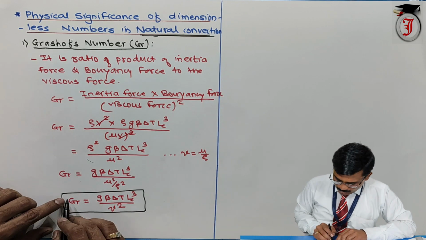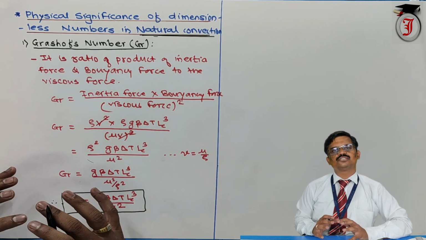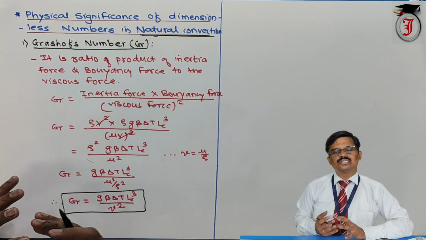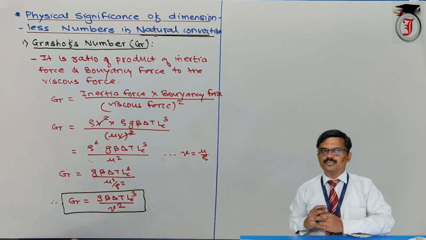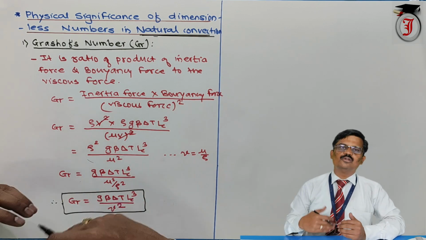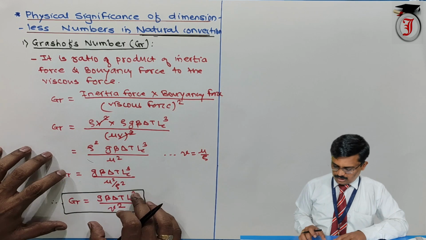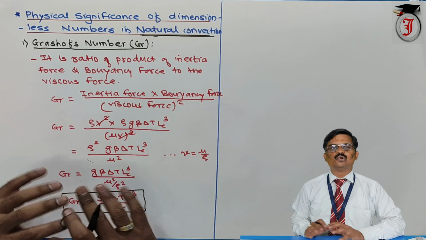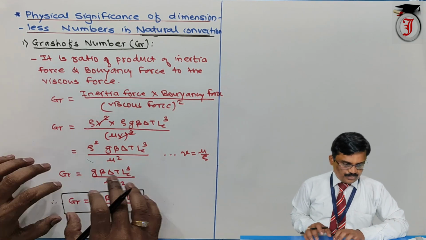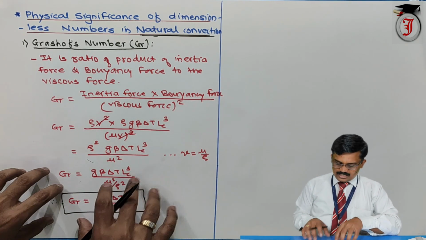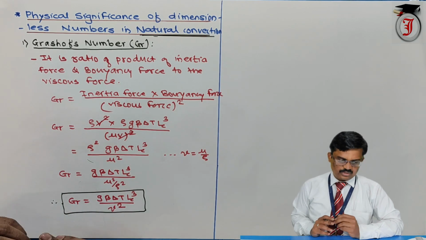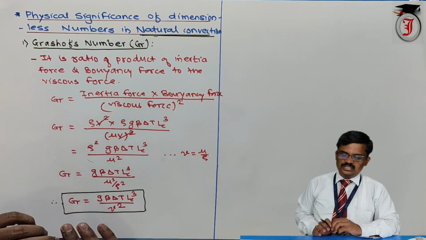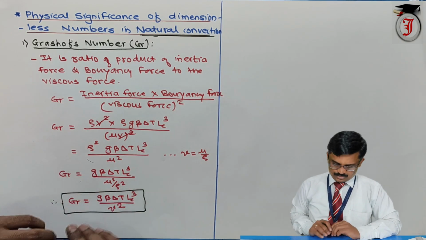When the value of Grashof number is less, that means the flow is laminar. When the value of Grashof number is less, then we call the flow a laminar flow, and when the Grashof number value is greater, then we can say this fluid flow is turbulent. It also depends on the various geometrical features of the system. This is all about the physical significance of Grashof number.